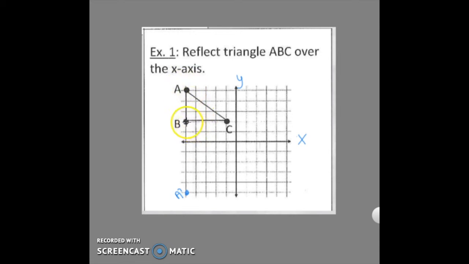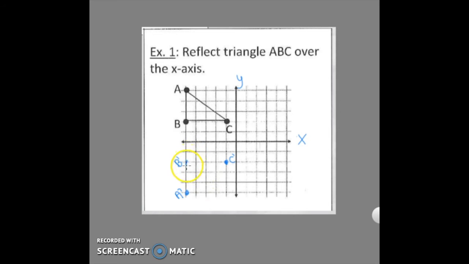We're going to count the distance for point B. 1, 2 from my x-axis. So I'm going to do the same thing below my x-axis. 1, 2. So here's point B, B prime. Point C, 1, 2 spaces away from my x-axis. I'm going to count the same number below my x-axis. 1, 2. So let's go ahead and label C prime.